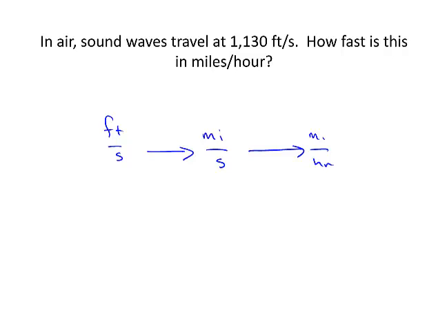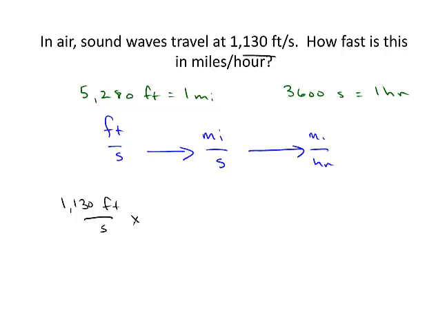Now, I do need the relationships between these two. I remember from elementary school that there are 5,280 feet in 1 mile. Furthermore, there are 60 seconds in a minute, 60 minutes in an hour, so there are 3,600 seconds in 1 hour. Those are our two relationships. Now, we're going to begin with the number we were given, 1,130 feet per second. I'm going to multiply this by a conversion factor.